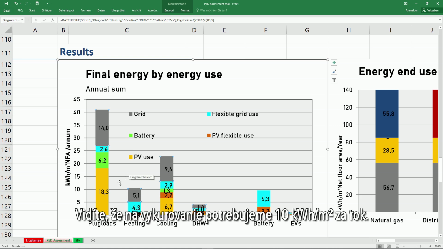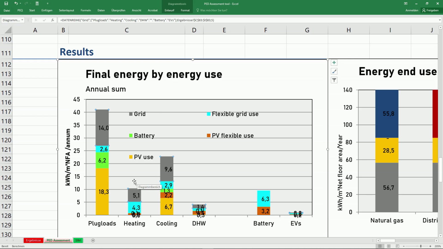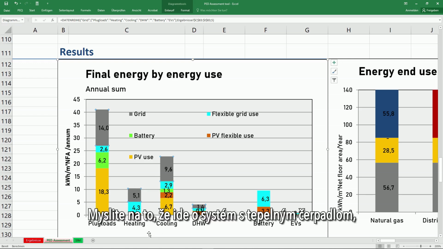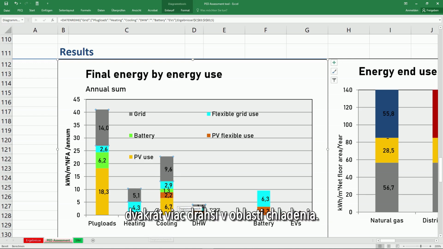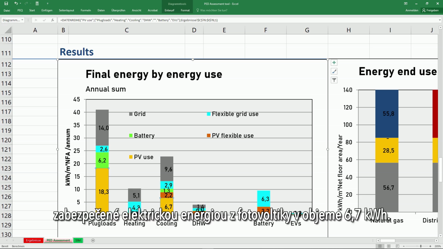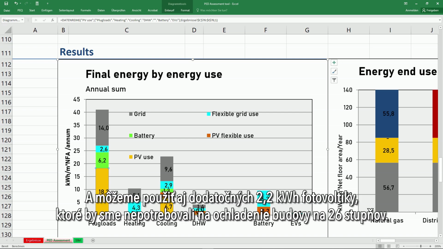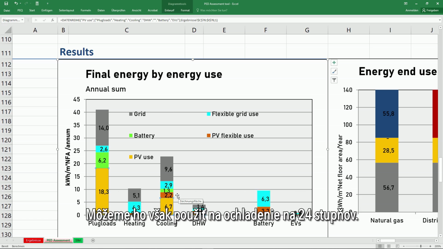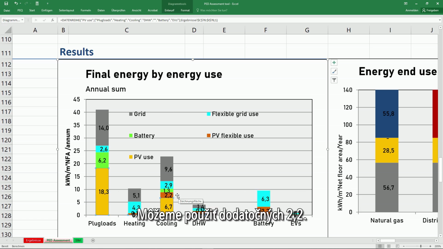You can see for heating, we need 10 kilowatt hours per square meter per year, because keep in mind this is a heat pump system, and even more than twice as much in cooling. You can see the difference between heating and cooling in terms of provided energy. Here, the cooling can be provided by electricity from the photovoltaics by 6.7 kilowatt hours, and we can even use 2.2 additional kilowatt hours of photovoltaics that we would not need to cool the building down to 26 degrees, but we can use it to cool it down to 24 degrees. We can use an additional 2.2.